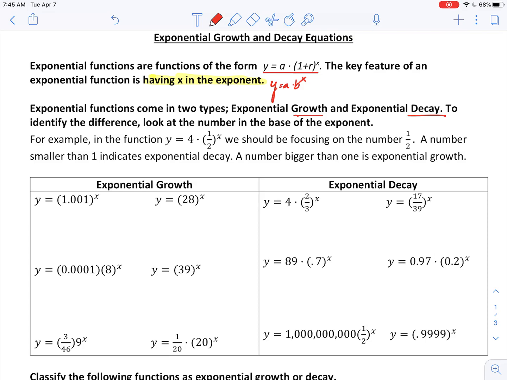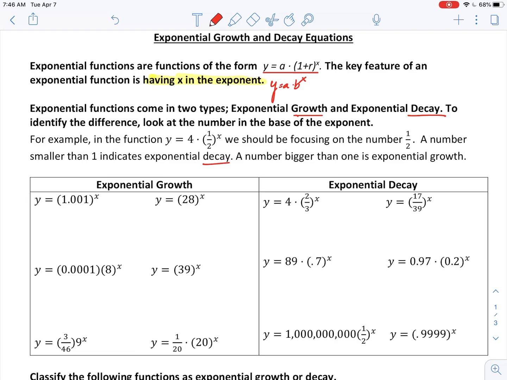So exponential functions come in two types like we talked about last week, exponential growth and exponential decay. To identify the difference, we're going to look at the number here in the base of the exponent. Anytime you're working with pen and paper at home, I want you to really circle the whole power here. Circle that base and the exponent. And in the function y equals 4 times 1/2 to the x, where you can see I already circled that power, we're going to focus on the number 1/2.